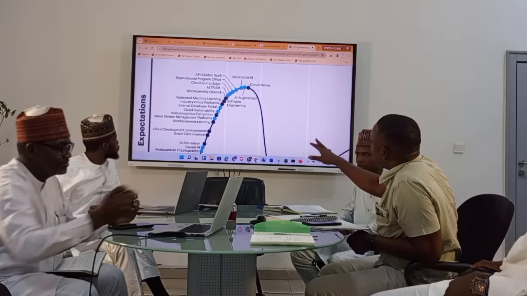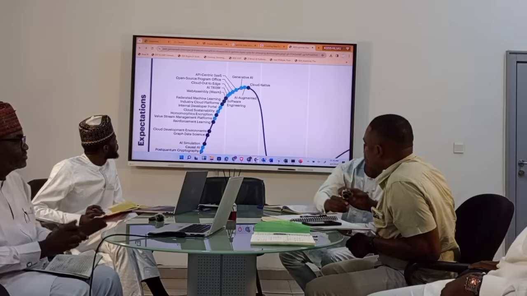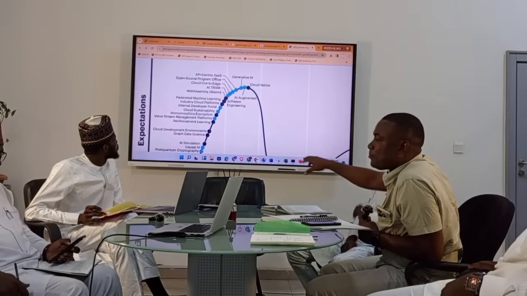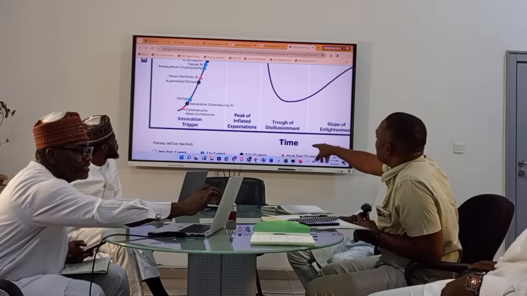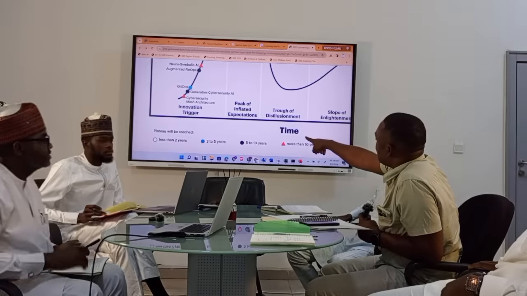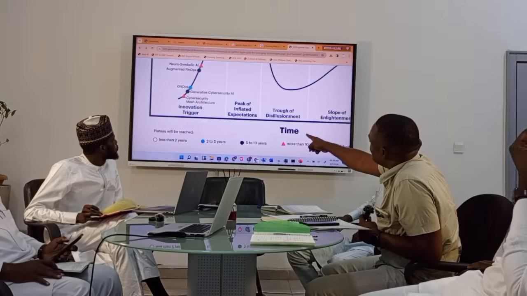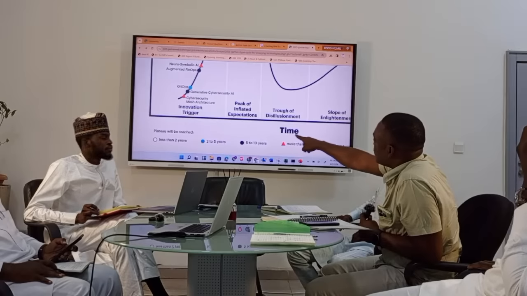If you take a very good look at the chart, you'll see lines. So you see the first line. Every technology that has not exceeded this first line is still in the innovation trigger.